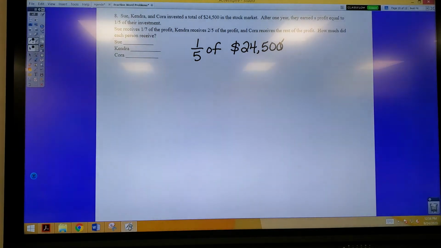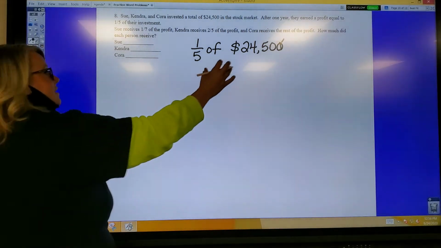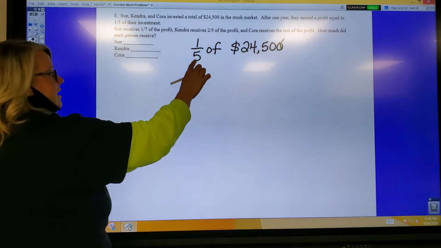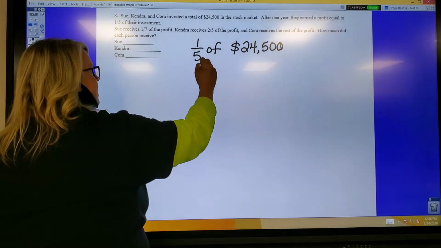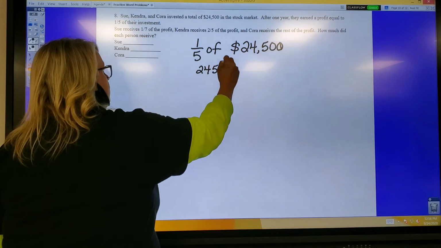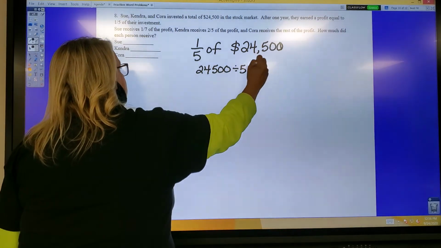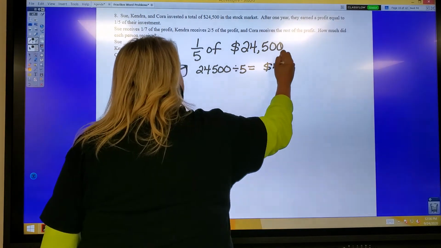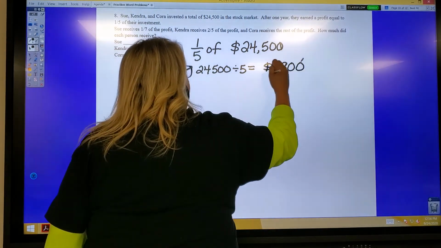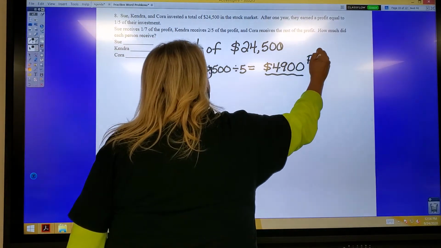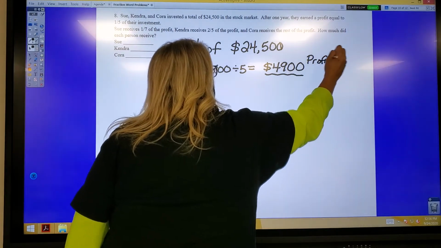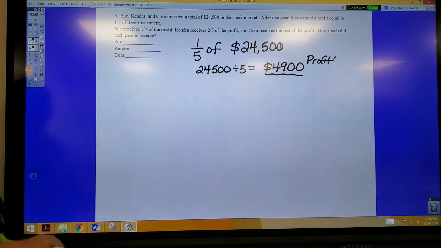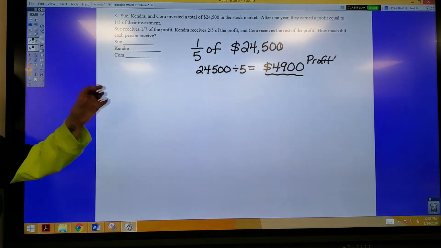Divide 24,500 by 5. Very good. We're going to take this initial investment and divide it by 5, since that is our denominator. And when you divide by 5, you should have gotten $4,900. And again, this is your profit. So these 3 people are going to split up that $4,900.